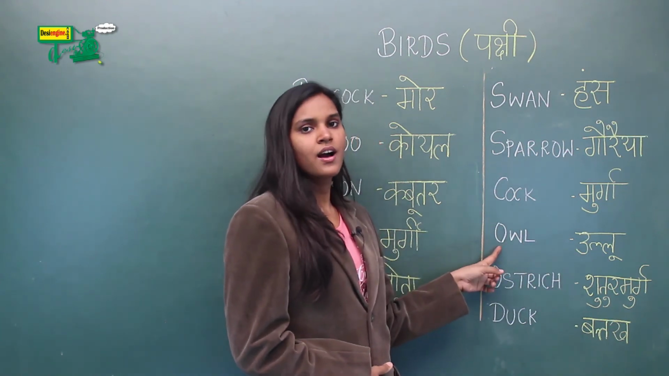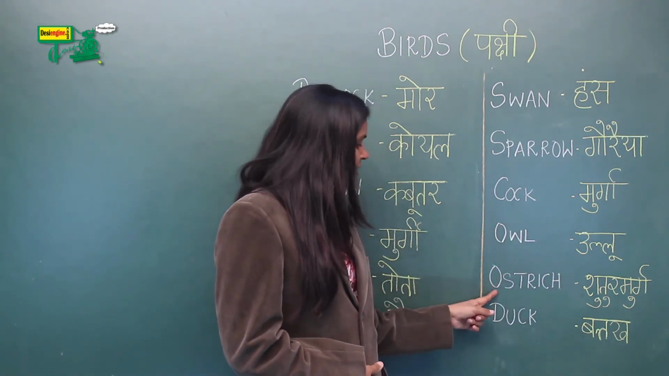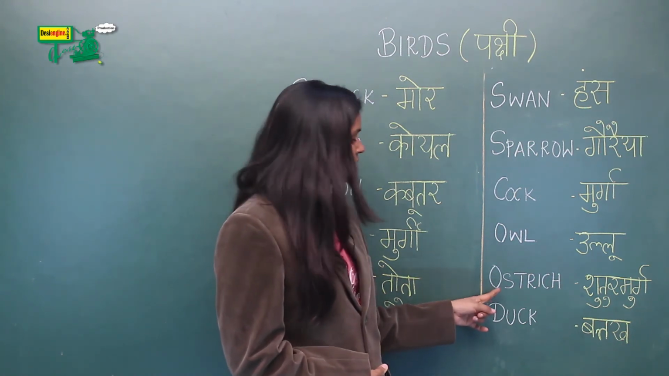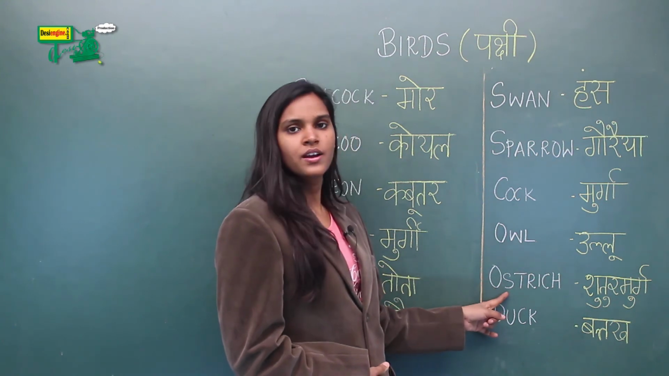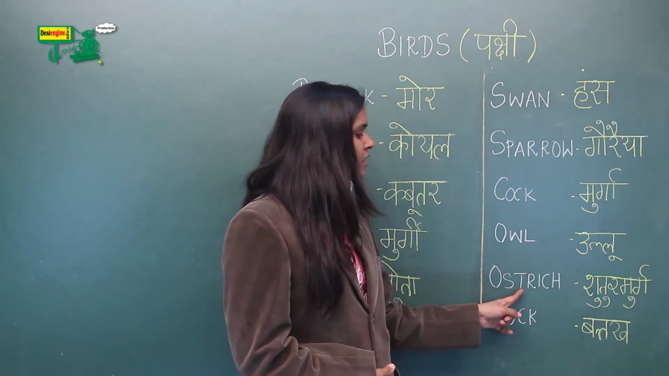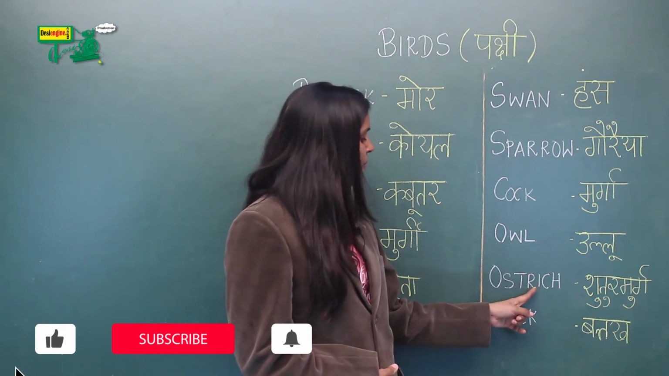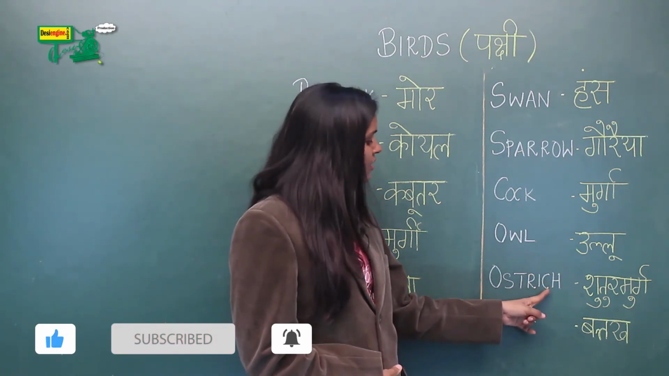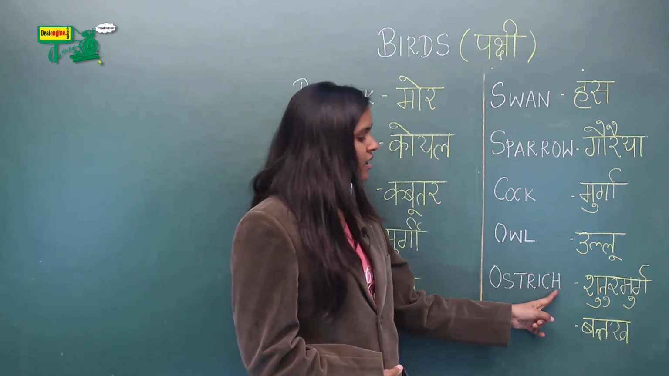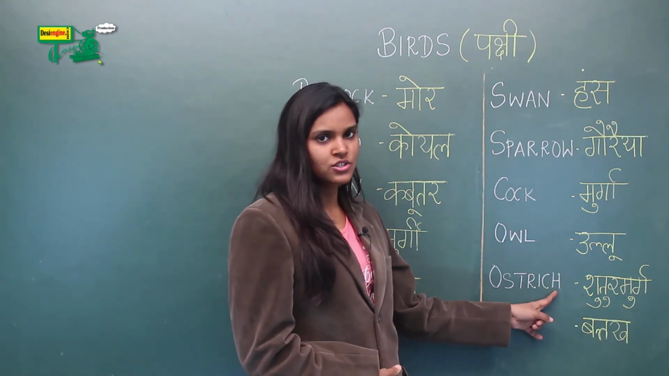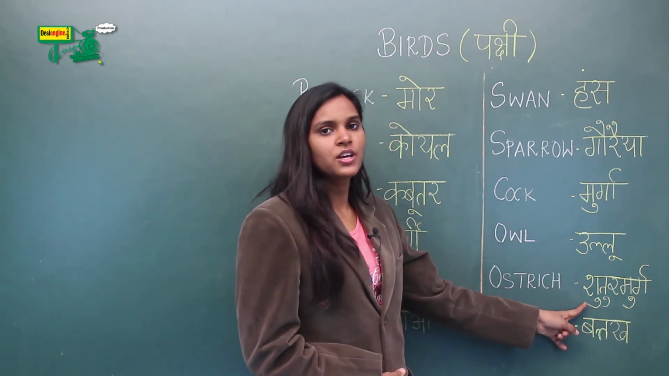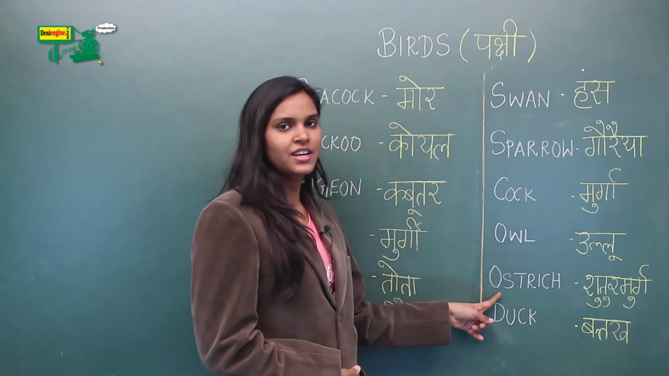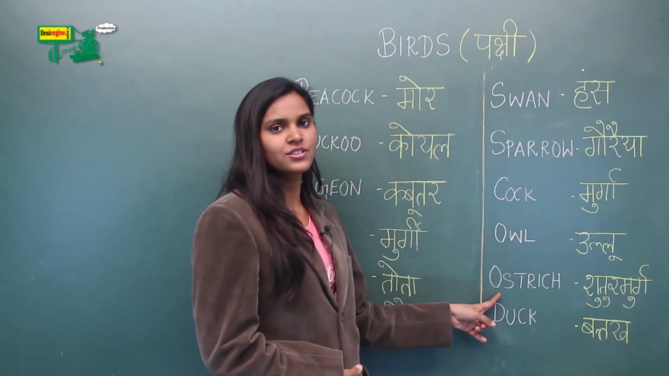Repeat it again. Owl. The next bird is ostrich and it is spelled as O S T R I C H. Ostrich. इसका मतलब होता है शुतुरमुर्ग. Say it again. Ostrich.